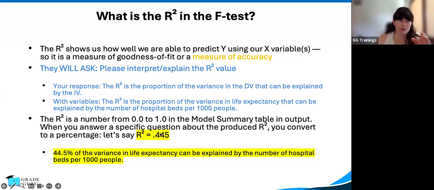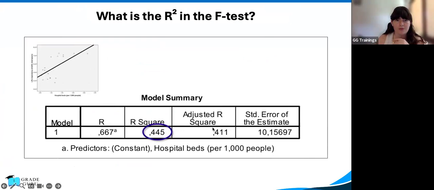So R square is always going to be a decimal because it's between 0 and 1, right? So if your R square is 0.445, that means that 44.5% of the variance in life expectancy can be explained by the number of hospital beds per 1,000 people. So if you're going to study anything about the R square, let it be that sentence. And this is what it would look like in your model summary table. Your R square 0.445.